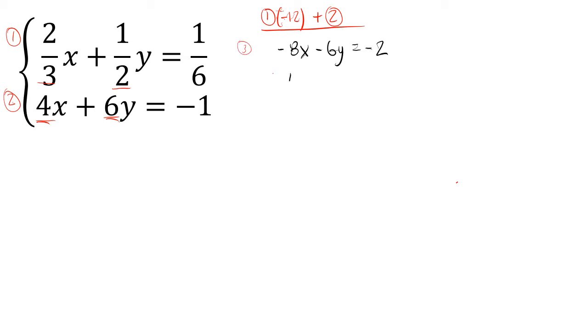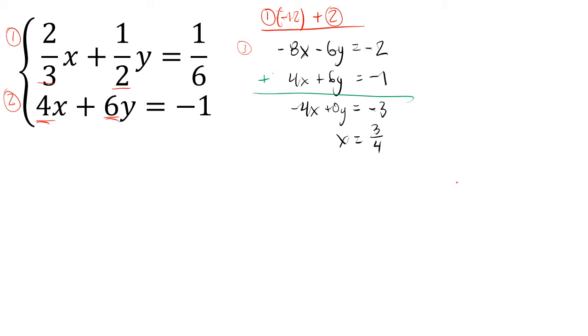So equation 2 was 4x plus 6y equals negative 1. And when we say we're going to add these equations, we're adding the x's, adding the y's, and then adding the constants at the end. So we end up with negative 8x plus 4x is negative 4x. There's no y's, right? Plus 0y. And then negative 2 and negative 1 is negative 3. And if we solve this for x, x would equal positive 3/4. So that's what x is equal to.